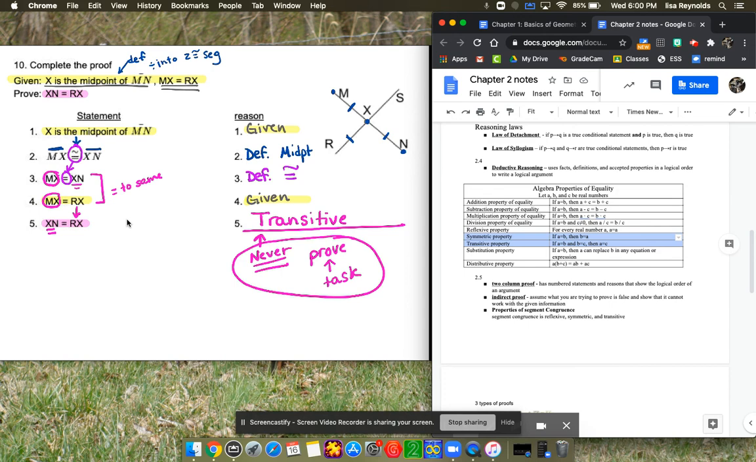So that last line has to be a definition, property, postulate, or rule of some sort. It can never be the word proof.